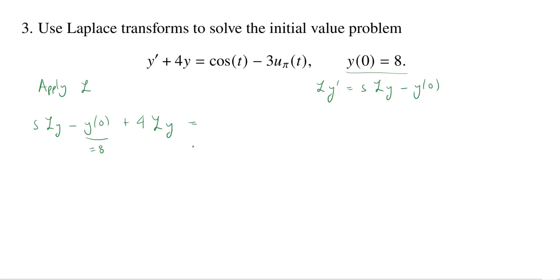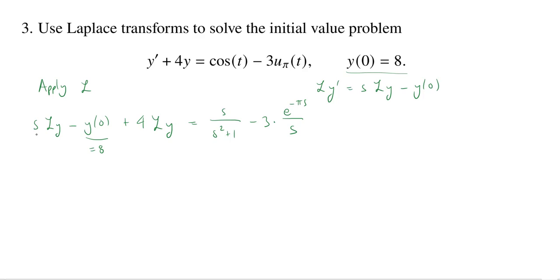And then, okay, on the right-hand side, I need first the Laplace transform of cosine of t. All right, well, we can go to our table, and we see the Laplace transform of cosine of t is s over s squared plus 1. Then we need minus 3 times the Laplace transform of the unit step function at pi. And again, our Laplace transform table tells us it's going to be e to the negative pi s over s.